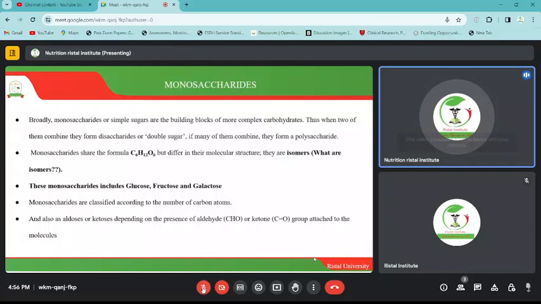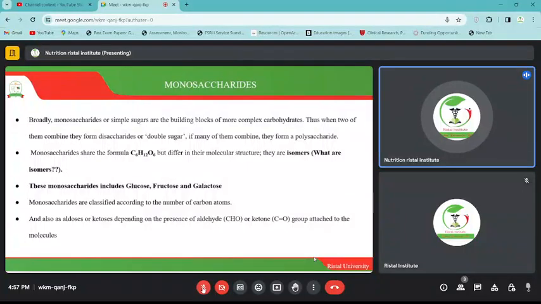Starting with the first classification, monosaccharides, or simple sugars, are the building blocks of complex carbohydrates. For you to form the complex carbohydrates, like the starches, they are formed from the monosaccharides joining together. When two of them combine, they form what we call the disaccharides, or double sugars, meaning two of them. We'll get to know examples like sucrose and lactose later on. If many of them combine, they form the polysaccharides. Oligosaccharides are about 3 to 20 monosaccharide units that have been bonded together. Anything beyond 20 is already a polysaccharide.